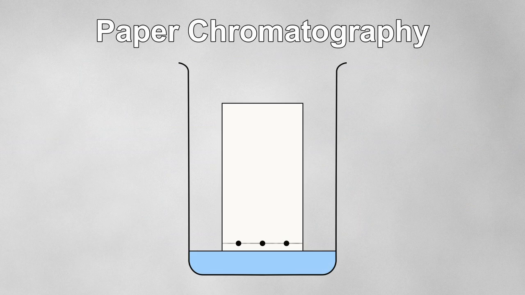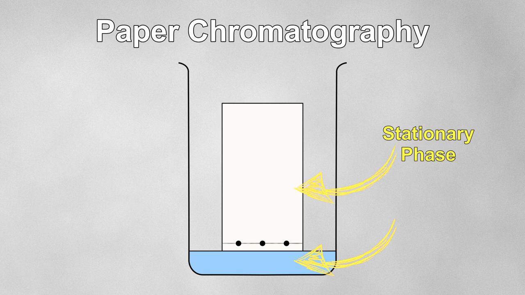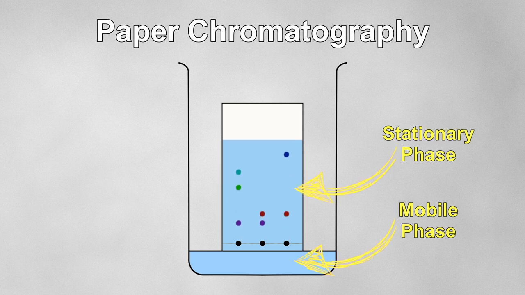Coming back to our paper chromatography, there are two phases that the dye molecules can interact with here, the paper and the solvent. The paper is still, so we call it the stationary phase, and the solvent is moving, so we call it the mobile phase. Any given molecule in these mixtures will interact with both the stationary phase and the mobile phase. However, they'll each have different affinities for each phase and will be partitioned between them accordingly.